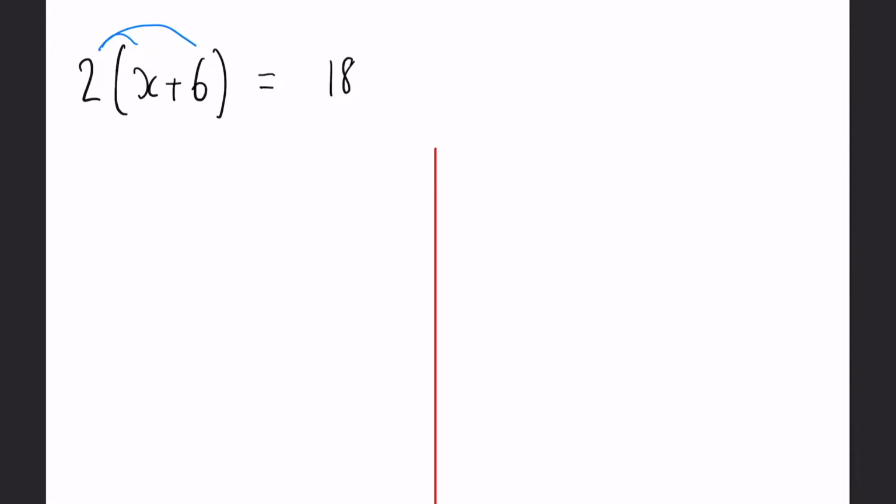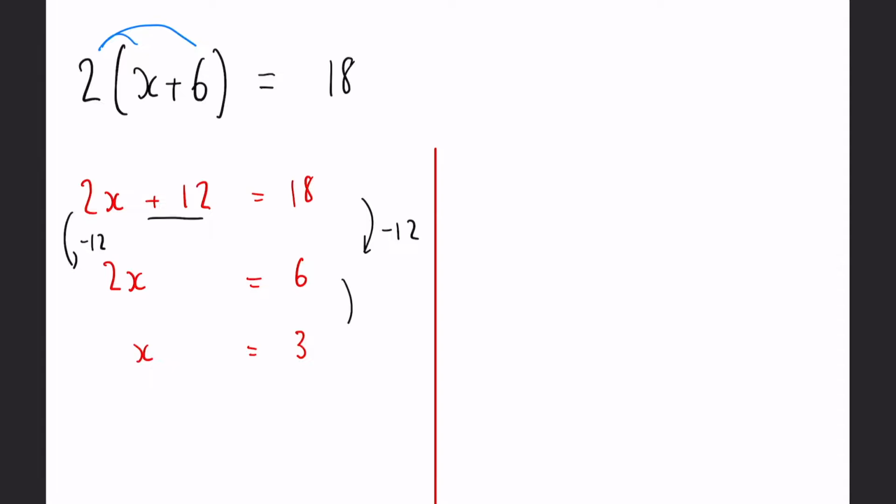But 2 bracket x plus 6, we can expand that to become 2x plus, and then 2 times 6 is 12, and that will be equal to 18. Now, just like in my last video, when we approach a situation like this, we want to take away the 12 from this side to eliminate it from the left-hand side. So we're going to be left with 2x equals 6. And again, if you want, you could write these down on the left and right-hand side. And then finally, because it's 2x equals 6, divide that by 2, x must equal 3. Just like that. Okay, so that's one method we could do.